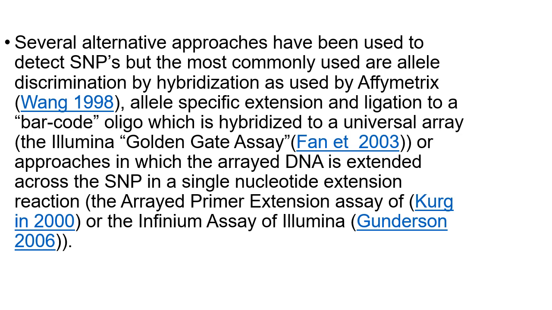Several alternative approaches have been used to detect SNPs, but the most commonly used are allele discrimination by hybridization as used by Affymetrix, Wang in 1998, allele specific extension and ligation to a barcode oligo which is hybridized to a universal array, the Illumina GoldenGate assay, Fan in 2003, or approaches in which the array DNA is extended across the SNP in a single nucleotide extension reaction, the arrayed primer extension assays of Pastinen in 2000, or the Infinium assays of Illumina, Gunderson in 2006.